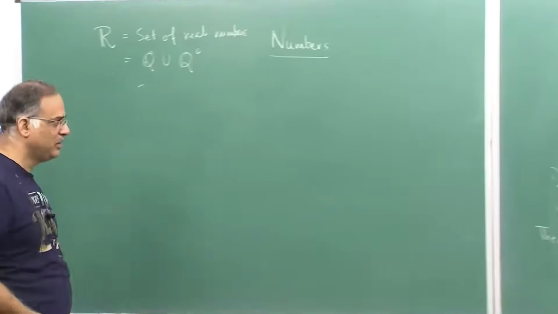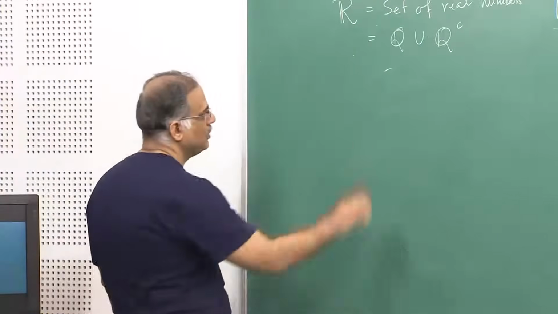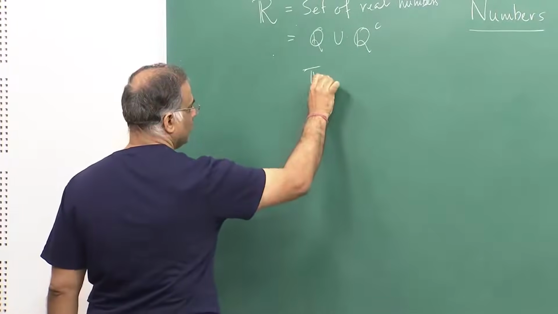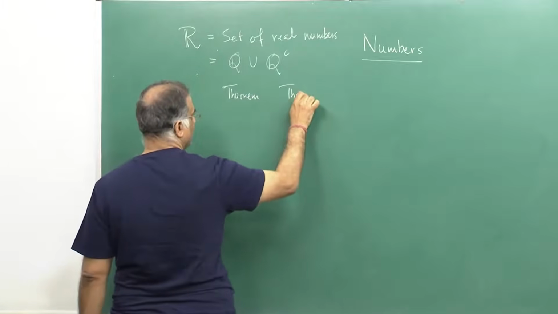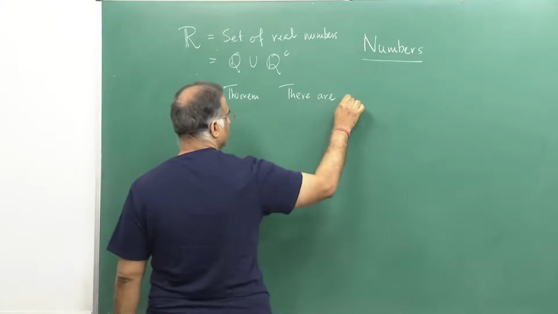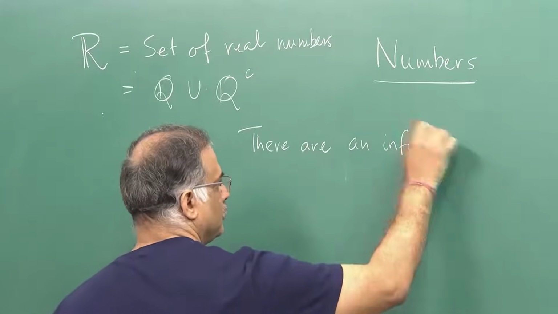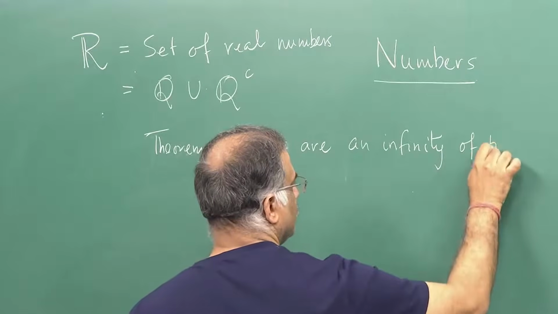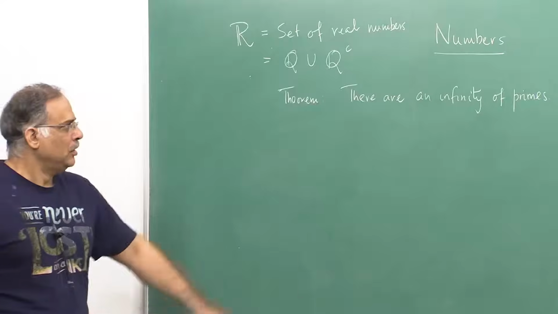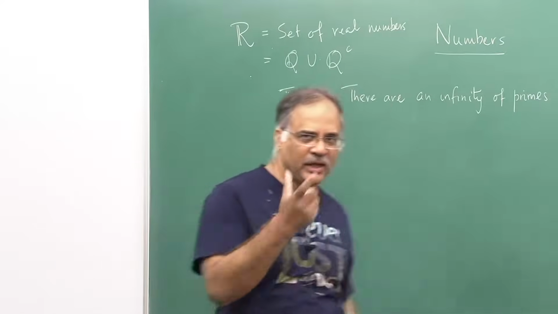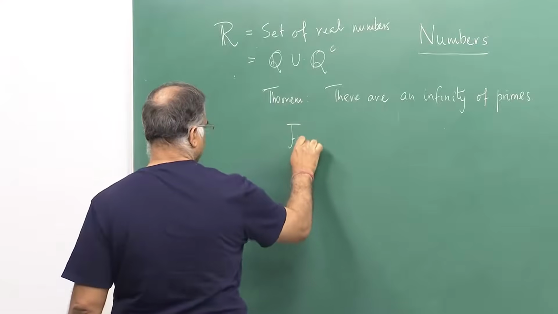So, here is our first theorem. Because we are doing mathematics, we have to come into the structure of the subject, and our first theorem is that there are an infinity of primes. To do this proof, we will take the help of something called Fermat's number or Fermat numbers.